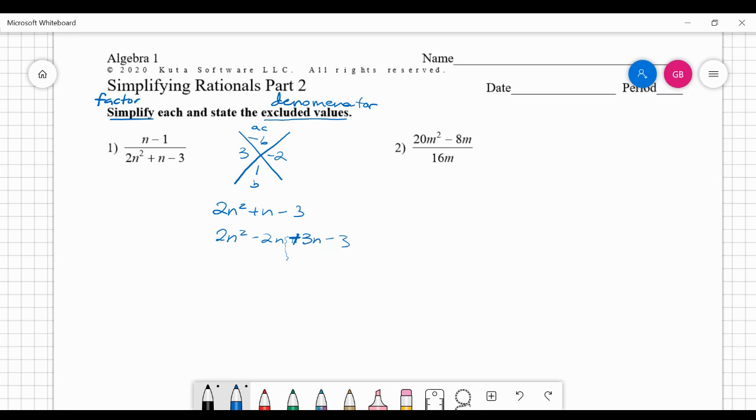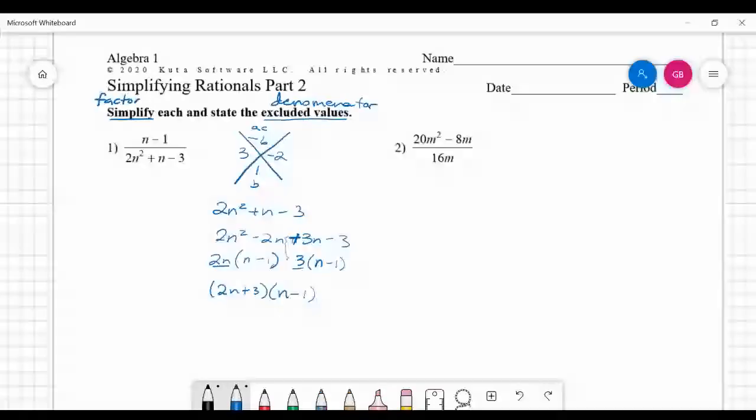So the GCF on the left is 2n, and you're left with n minus 1. The GCF on the right is 3, and you're left with n minus 1. So that means your factors are 2n plus 3 and n minus 1. So group these two together to get the 2n plus 3, and then the repeating factor is your other, the second one.